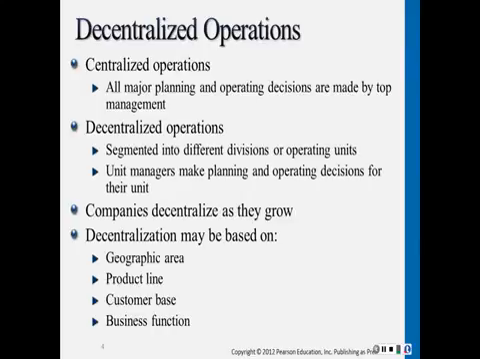Companies decentralize by splitting their operations into different divisions or operating units. Top management delegates decision-making responsibility to the unit managers. Top management determines the type of decentralization that best suits the company's strategy. For example, decentralization may be based on geographic area, product line, customer base, business function, or some other business characteristic.